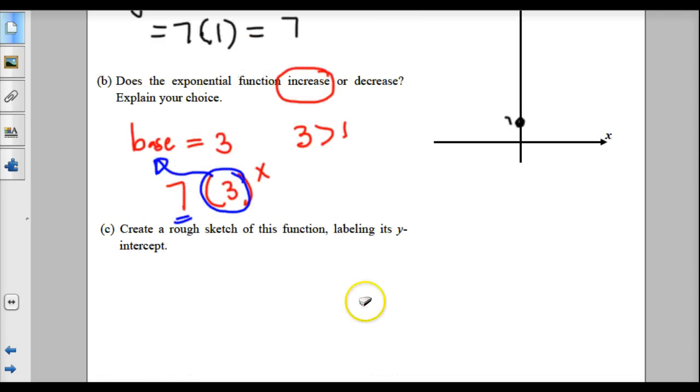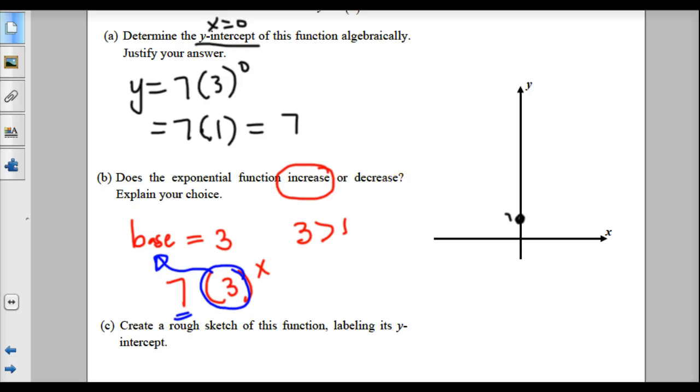And then the last one said, let's just sketch a picture and label the y-intercept, which I actually somewhat did already. This is 7. That's our y-intercept, and it will just be a simple graph, and it doesn't have to be perfect. Some graph with arrows at the end passing through 7, and this should be labeled y equals 7, 3 to the x. There you go, very simple lesson guide.